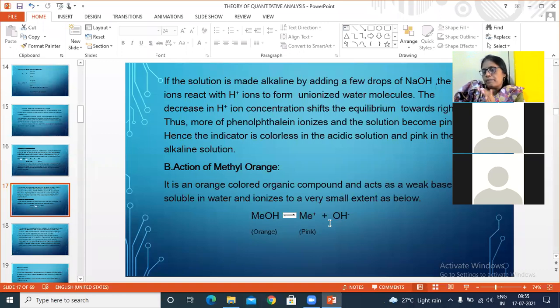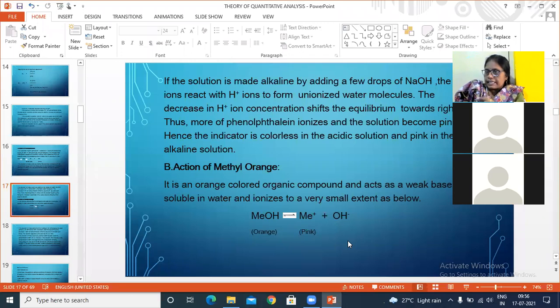From HCl, what type of ions can we expect? H plus and Cl minus. The H plus liberated from HCl reacts with the OH minus ions from methyl orange. Whatever OH minus ions are liberated from the methyl orange are ready to react directly with H plus. So we expect the concentration of OH minus ions to decrease, because the OH minus ions formed from methyl orange readily react with H plus ions. So the concentration decreases.